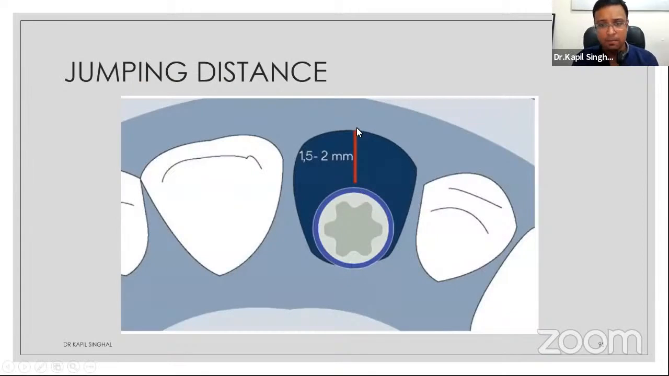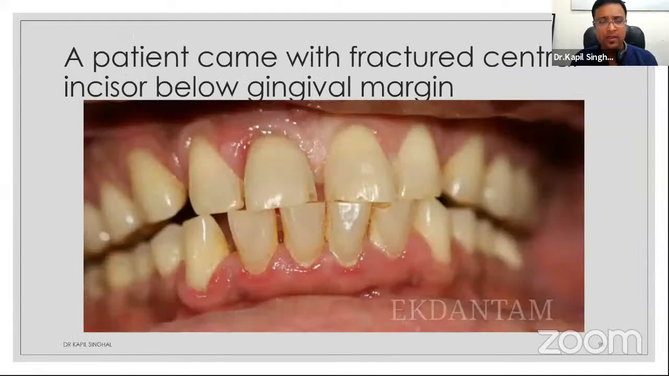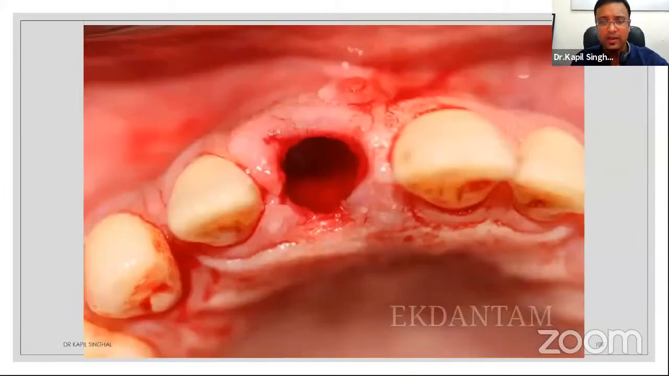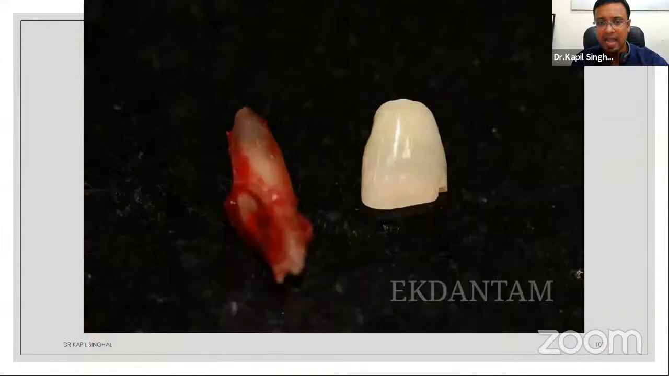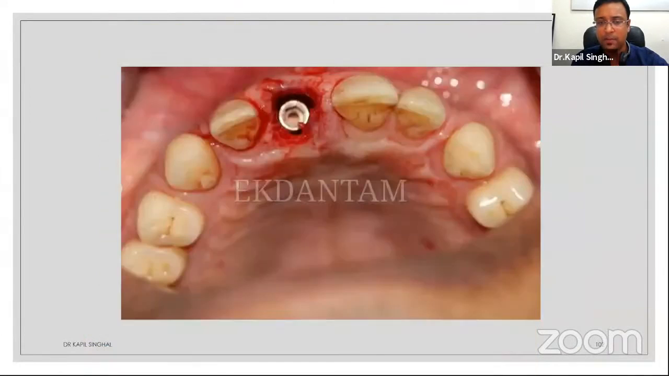Now always keep this jumping distance of 1.5 to 2 mm while placing the implant. The same pictures depict the jumping distance. Okay, so this was a case, the central incisor was vertically fractured. We removed the tooth, we curetted the socket, and this was the tooth that was fractured. We used the drills to place with respect to the lingual plate, and we placed the implant. And I got a little bit less stability, so I didn't immediately load my implant.